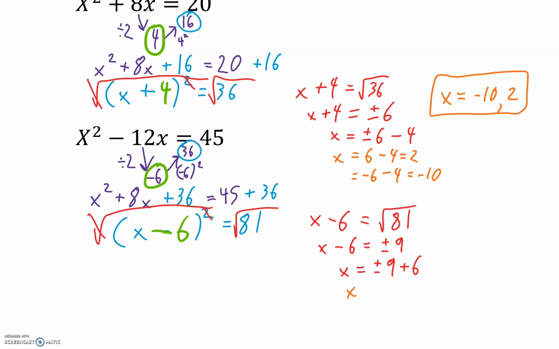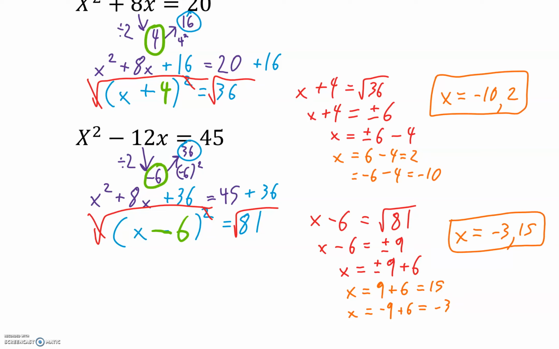And now we're going to write out our two situations. So where we have a positive 9 and where we have a negative 9. Okay, in the positive 9 situation we get 15. The negative 9 situation we get negative 3. So x equals negative 3, comma 15.